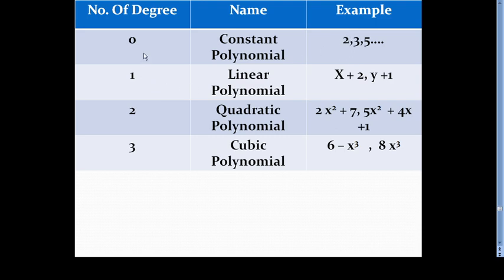Okay. Now if the degree is 1, then it is called a linear polynomial. See x plus 2, y plus 1 and so on. So here the variable x has only degree 1 and here the variable y also has only degree 1. So this is a linear polynomial. And what if I say on the basis of number of terms, it becomes a binomial. Why binomial? Because two terms are there, x and 2, so it becomes a binomial. And in terms of degree, it is a linear polynomial.